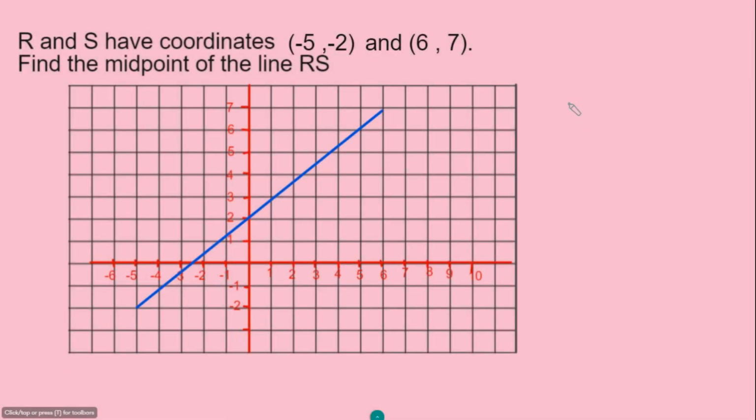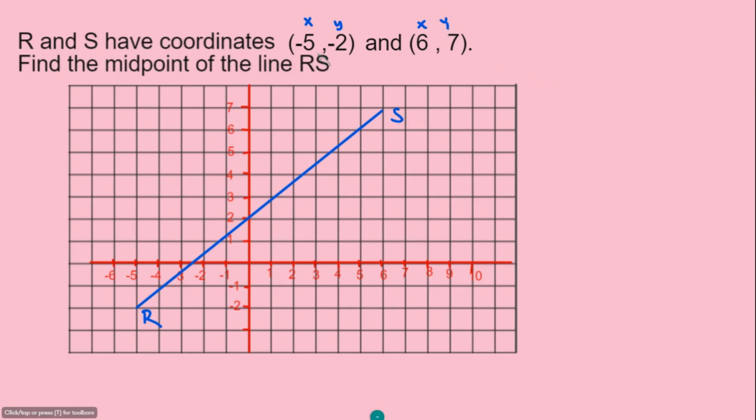Now for this example, we need to find the midpoint of the line segment having coordinates (-5, -2) and (6, 7). First I need to spot the points R and S on this line. R has coordinates (-5, -2), so x is -5 and y is -2. This point is the point for R, and here is going to be the point for S. I need to find the midpoint. To find the midpoint, I need to find the average of the x's and the average of the y's. These are the ordinates x, y, x, y for R and S respectively.